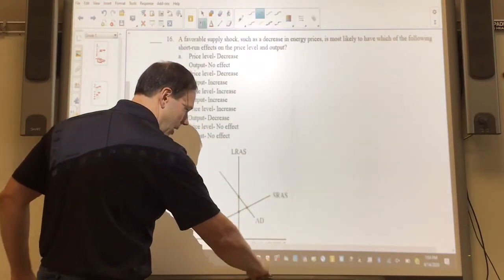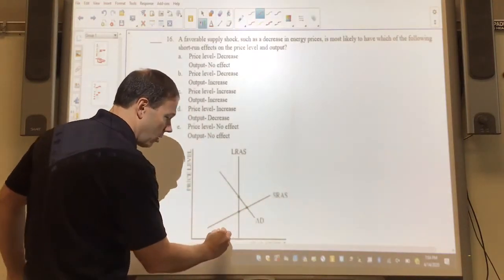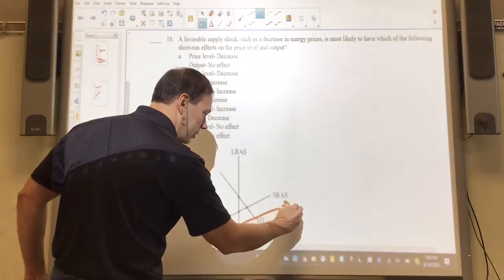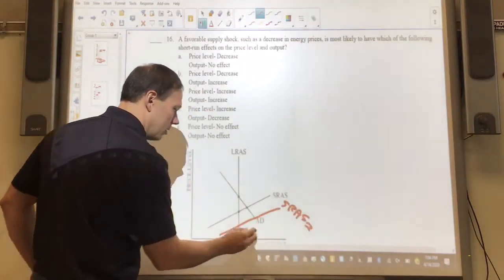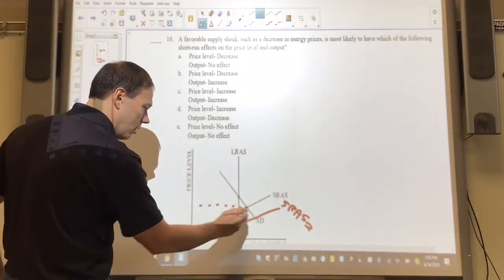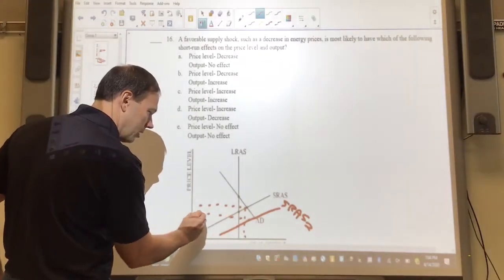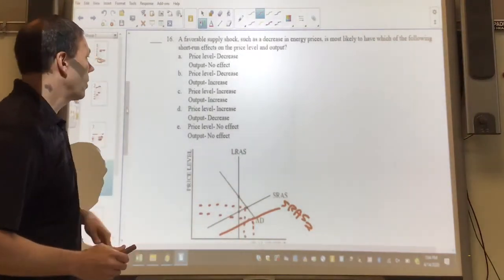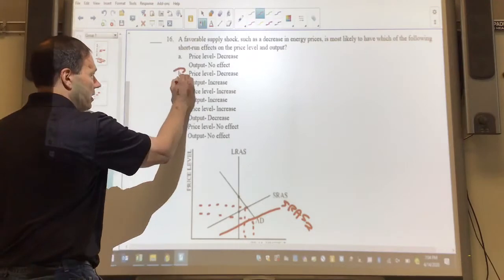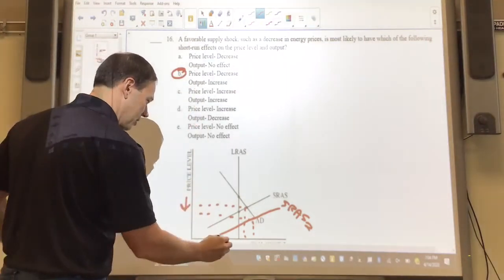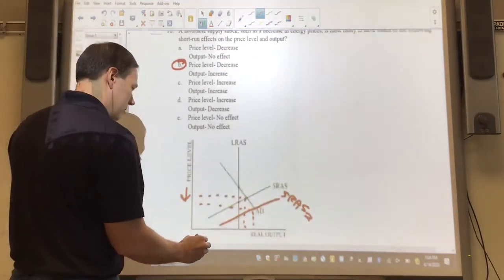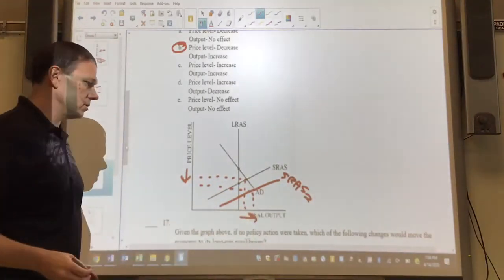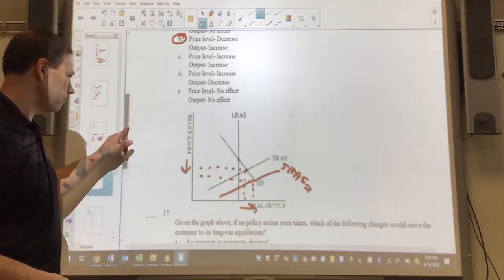So just if you want to graph it out, you can. That's going to cause SRAS to increase. Okay, and notice here what happens to price level and output. So price level decreases and output increases, letter B. Okay, price level went down and output goes up as a result of the SRAS increase.